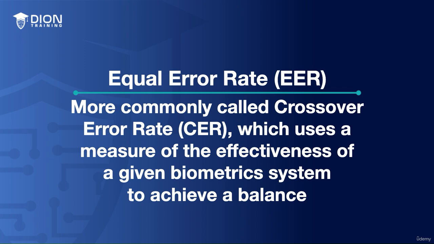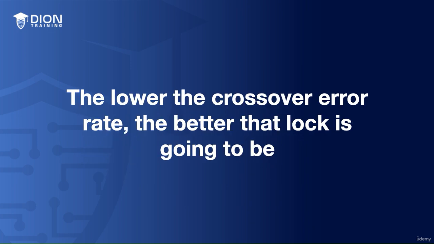So if you're going out there and looking to purchase a fingerprint-enabled lock, you want to make sure you're checking what the crossover error rate is, and you can use this as a factor in your decision making. The lower the crossover error rate, the better that lock is going to be. You don't want one that has a huge error to the positive side or the negative side. Instead, we want a good crossover error rate so that we are letting in the people who are supposed to be authenticated and rejecting those who should not be allowed into our system.